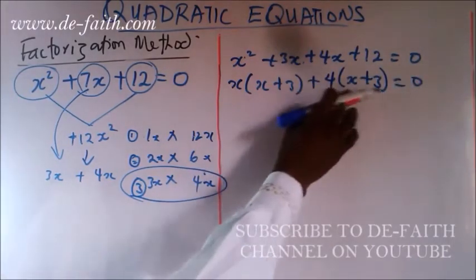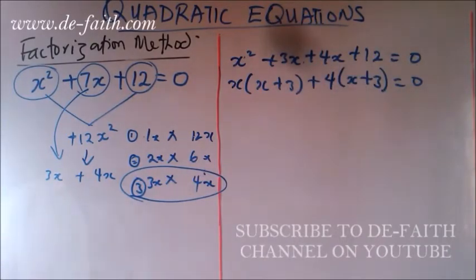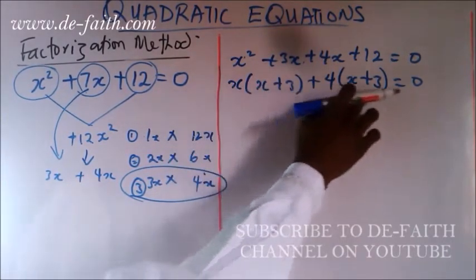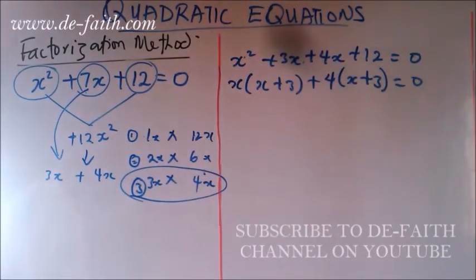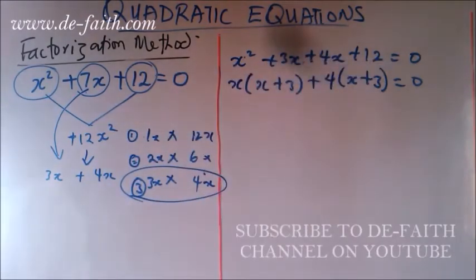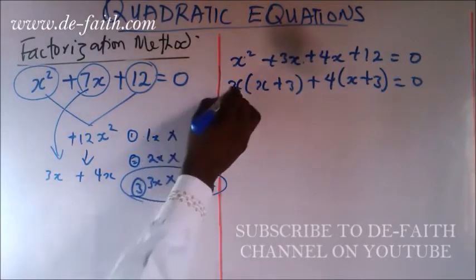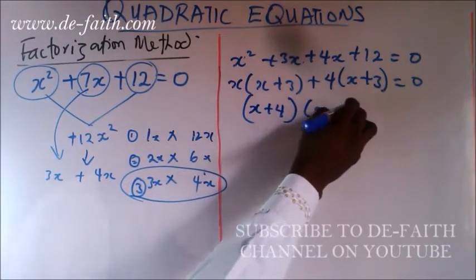Such that if you multiply 4 times x, it will give you 4x. 4 times 3 will give you 12. Now we've seen that x plus 3 is common here. And take note that if there's a change in a sign, then it means there is a problem somewhere. And so you have to check to ensure that you have not made any mistake in your signs. And so we have x plus 4 and then x plus 3.